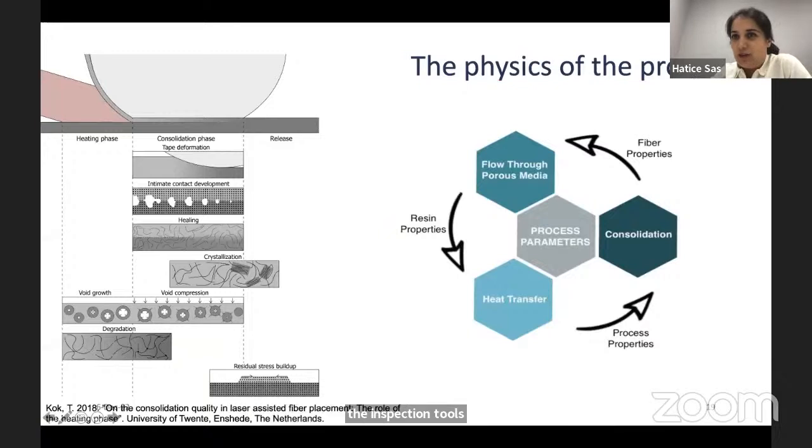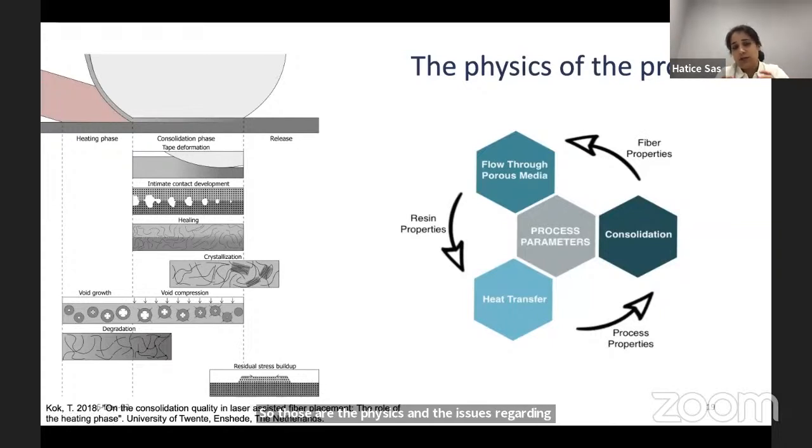But the first thing we have to do is understand the physics of the process. With this AFP layup process, we have a compaction roller, and raw material is coming in. This thermoplastic raw material has a rough surface, and with the laser heat and the consolidation process, we get a smoother surface. The smooth surface coupled with the compaction roller eliminates the interlaminar voids and promotes healing and crystallization. But there is a risk of void growth, degradation, and residual stress buildup. Those are the physics and the issues during AFP layup.